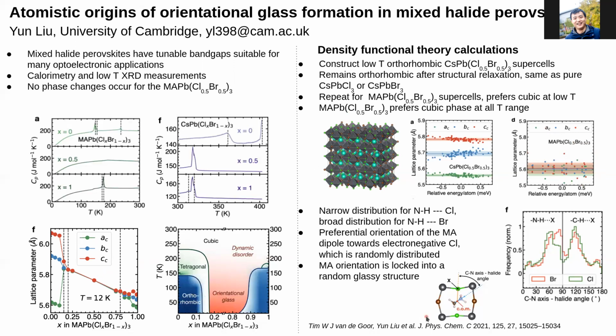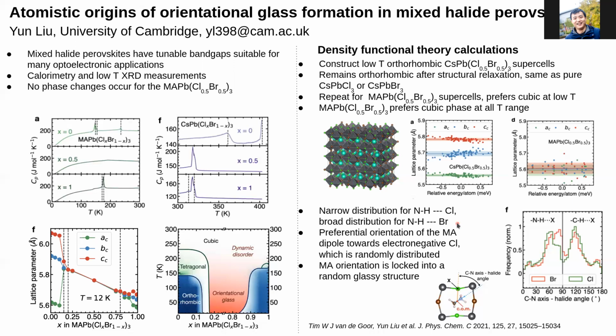The reason why this is the case is, I think, due to the hydrogen bonding in the system, and we can measure the angle between the methyl ammonium and the halide, and the methyl ammonium actually tends to align itself towards the chloride atom, which is more electronegative. And because these chloride atoms are randomly distributed in the supercell, the MA end up overall having a random orientation, which means that on average they end up in a cubic arrangement.